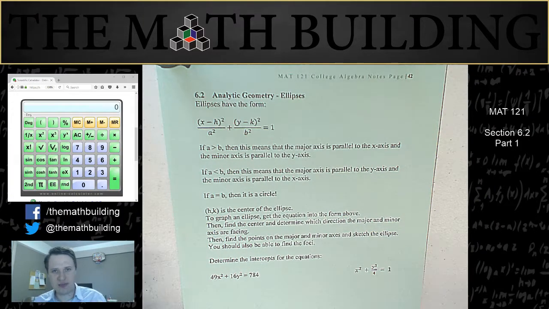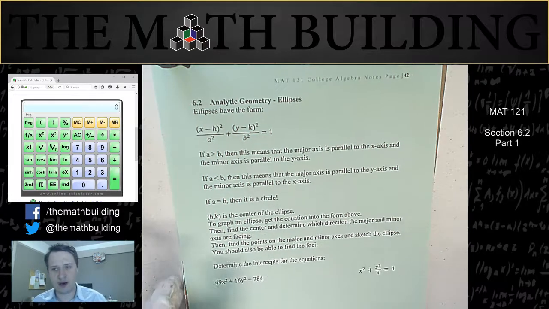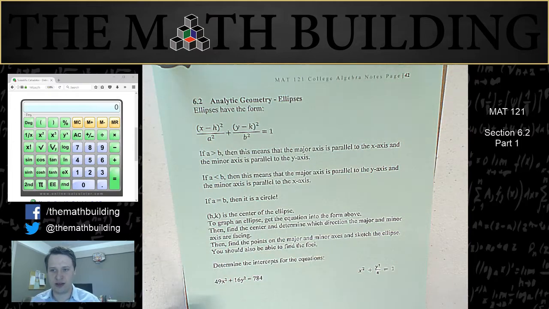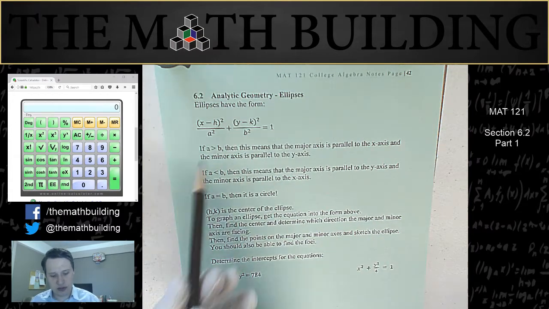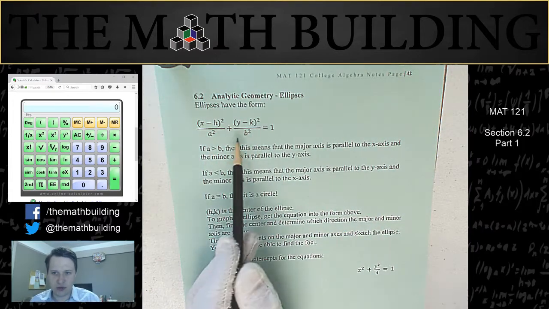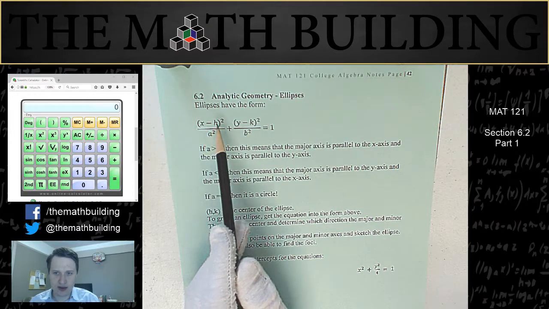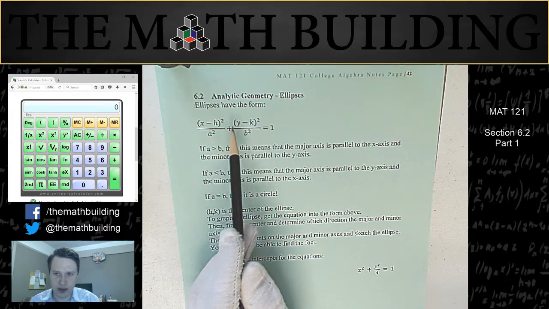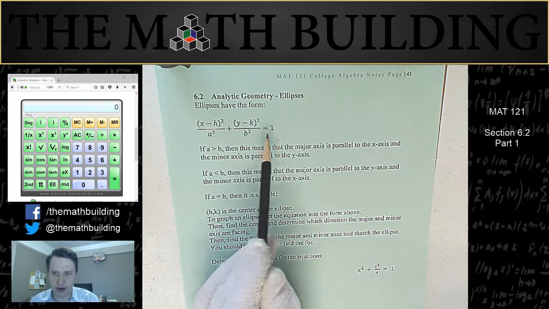We're on section 6.2, which is all about ellipses, and luckily they are a little easier, I think, to deal with than parabolas, even though the equation looks worse. Here's the equation right here. (x - h)^2 / a^2 + (y - k)^2 / b^2 = 1.